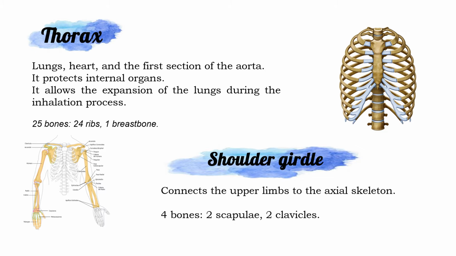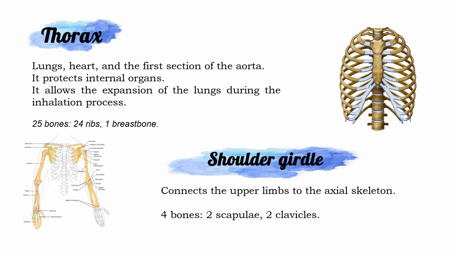Within the thorax are the lungs, the heart, and the first section of the aorta. It protects internal organs. In addition, the chest can widen during the breathing process, and thanks to this, it allows the expansion of the lungs during the inhalation process.